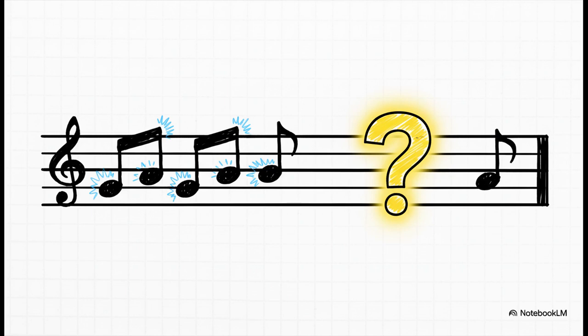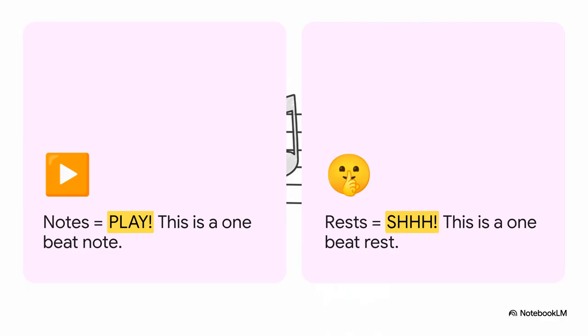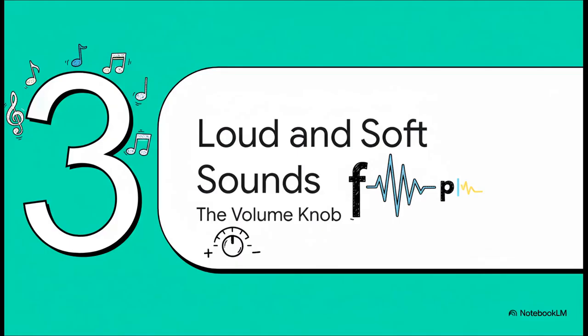But wait a minute. Music isn't just about the sound you make, is it? It's also about the silence in between. So how does the code tell us when to be quiet? Well, it has a totally different set of symbols for that. Here's how we show the difference. Over on the left, we've got a quarter note, which means play for 1 count. But then, on the right, we have this cool squiggly thing called a quarter rest. It also lasts for 1 count, but its job is to tell you to be completely silent. Shh. So the code has symbols for sound and symbols for silence. Pretty smart. We know what to play, when to play it, and when to be quiet.